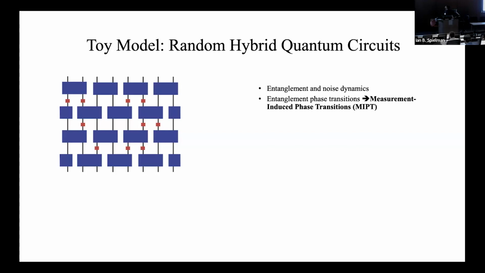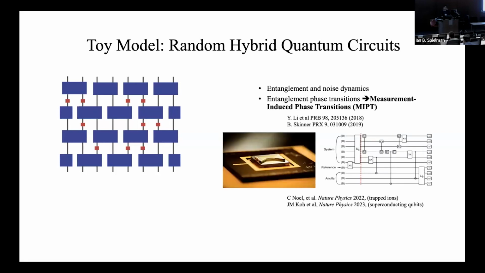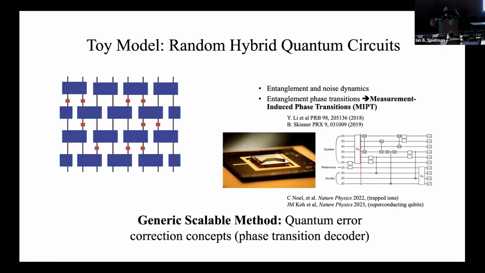By studying these systems, people actually discovered what has now become famous as measurement-induced phase transitions in these works. And recently, there have been experiments which have tried to realize these phase transitions for small system sizes. The first work here was done by people at UMD and Duke, and the second work was recently published using superconducting qubits with IBM devices.